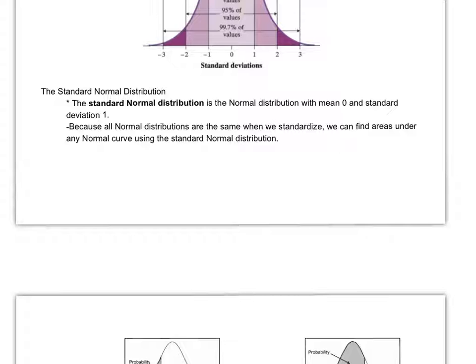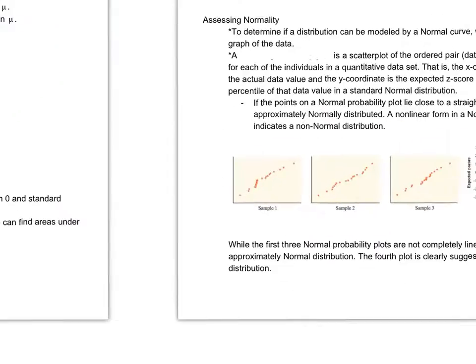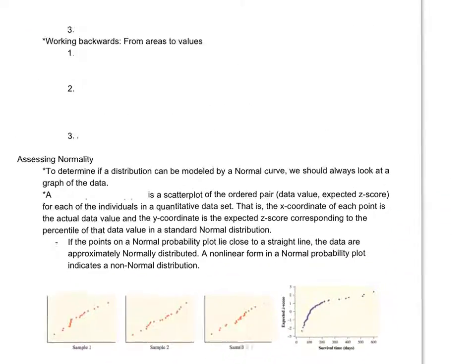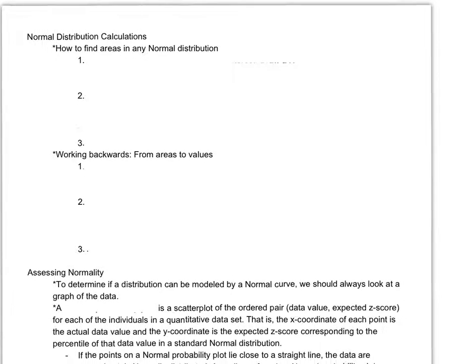As we talked about, when we standardize all the scores in a distribution, the mean ends up at 0 and the standard deviation ends up at 1. So because all normal curves are exactly the same when we standardize them, we can pretty easily find the areas under any standard normal curve using the standard normal distribution. And so we'll talk about how to use tables as well as the calculator in order to calculate values for these normal distributions.